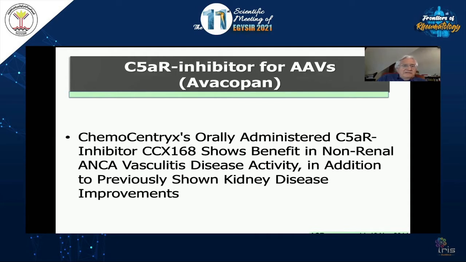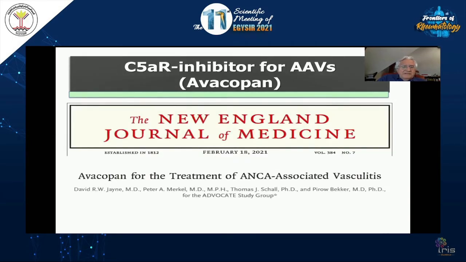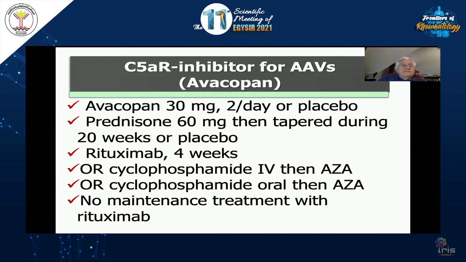And I would like to comment on C5 receptor inhibitors, avacopan. Avacopan has the objective to reduce the use of corticosteroids. The study has been published recently, in February 2021, and patients received in one group avacopan twice a day or placebo in addition to corticosteroids. The induction was rituximab or cyclophosphamide, oral or IV, and no maintenance treatment was given with rituximab.